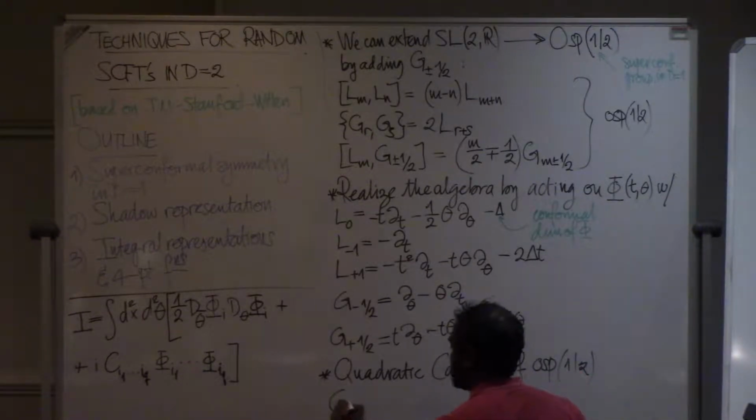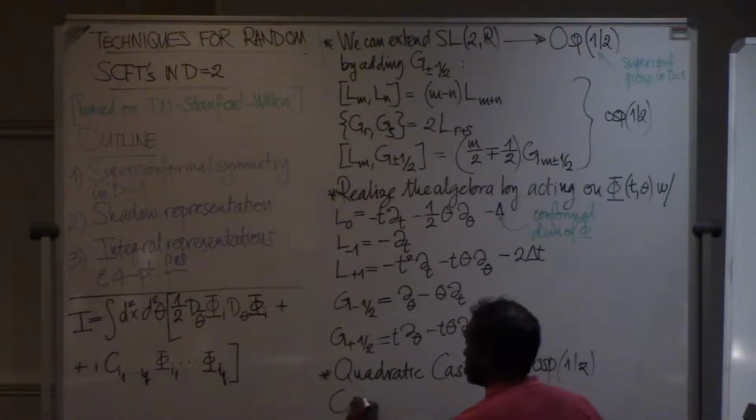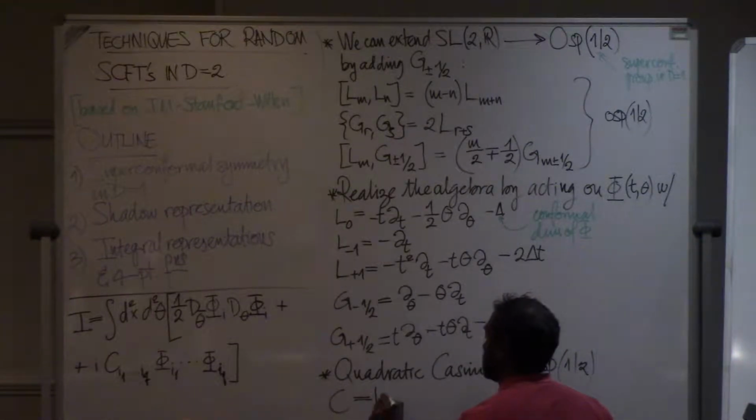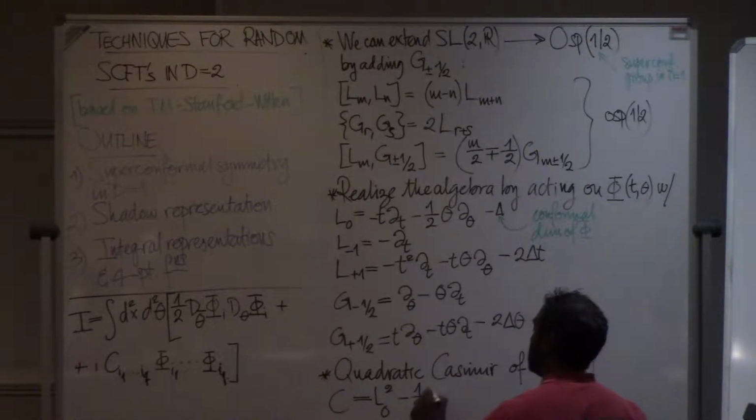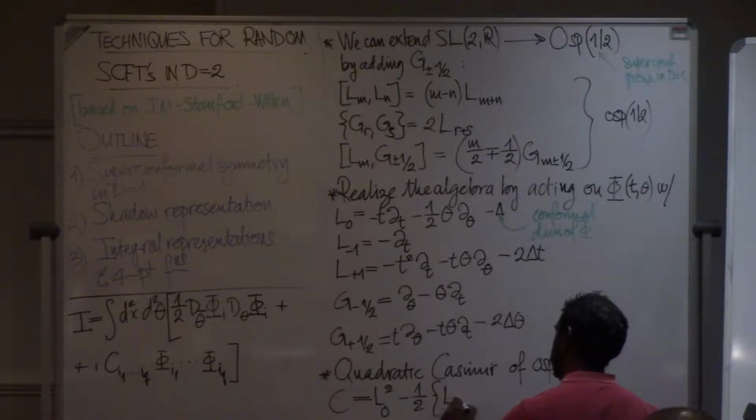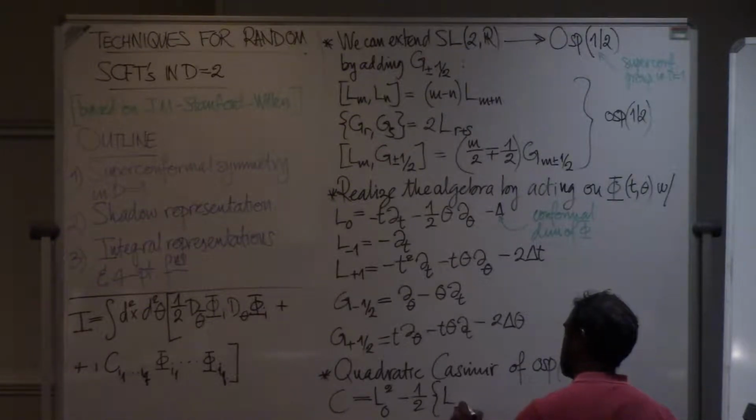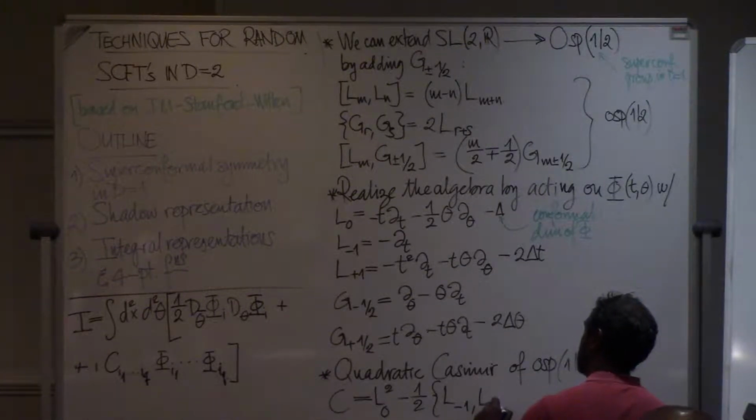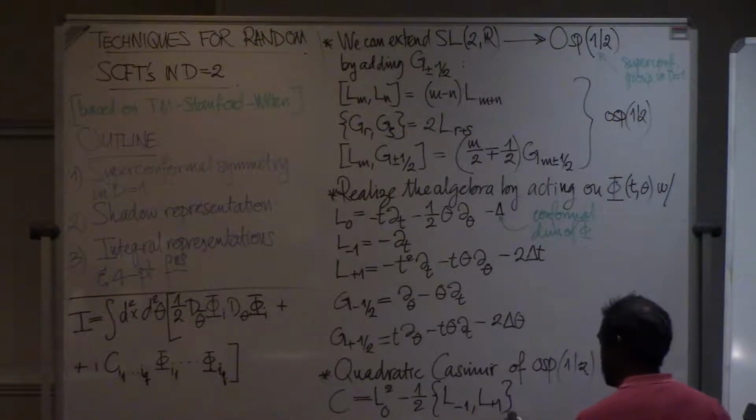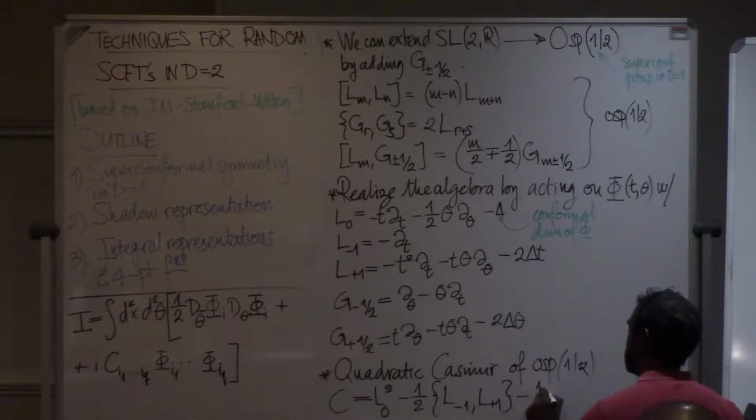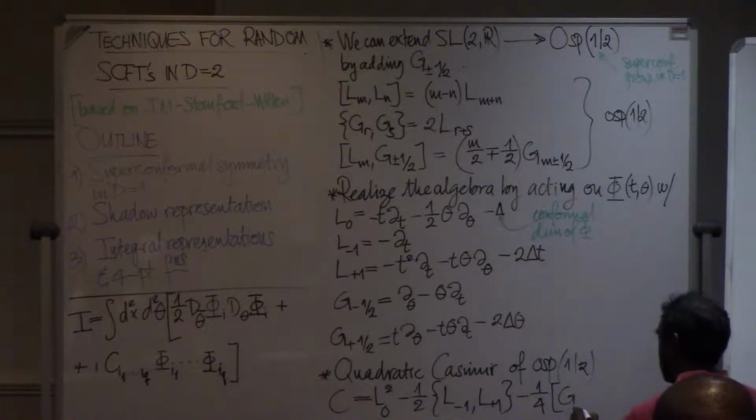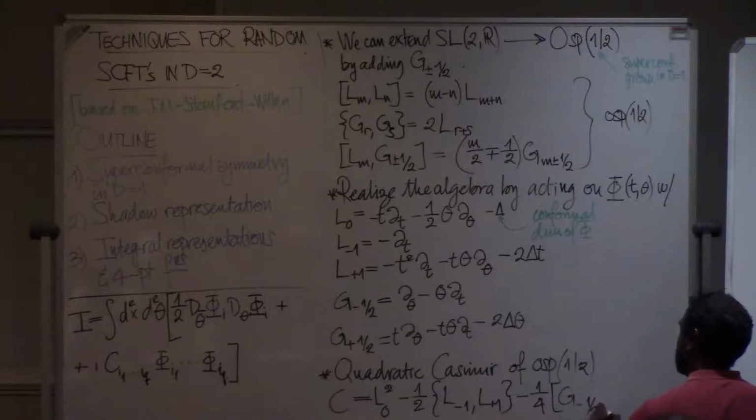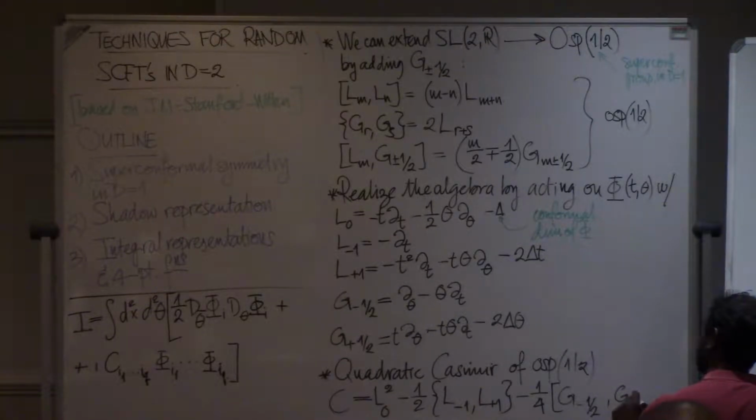And this guy, C, is L naught squared minus 1/2 of the anti-commutator of L minus 1 with L plus 1, minus 1/4 of the commutator of G minus a half with G plus a half.